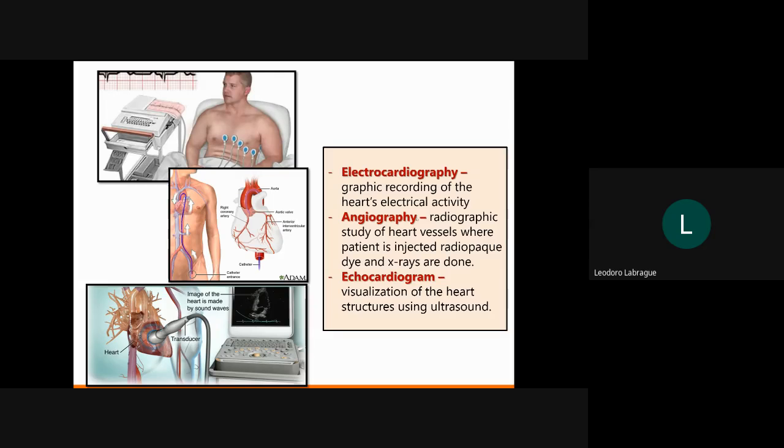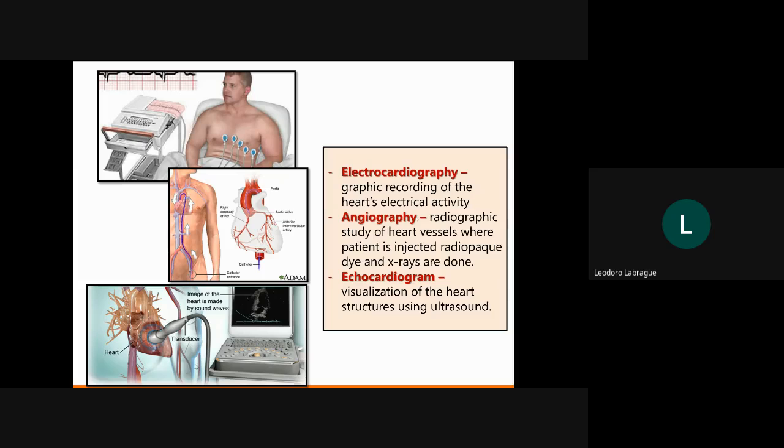Now, there are some patients that have a heart problem wherein the blood vessels are blocked with fats or some blood clots, and it causes severe pain in their chest. And if the doctor really wants to see which blood vessels have a problem, which blood vessels are blocked, the doctor might perform angiography. Okay?